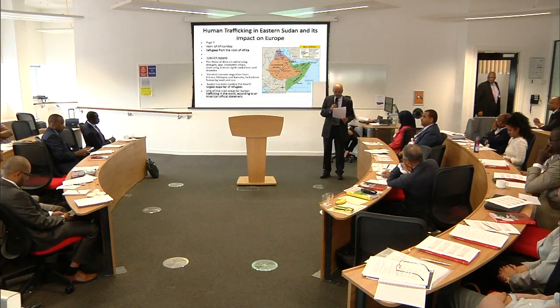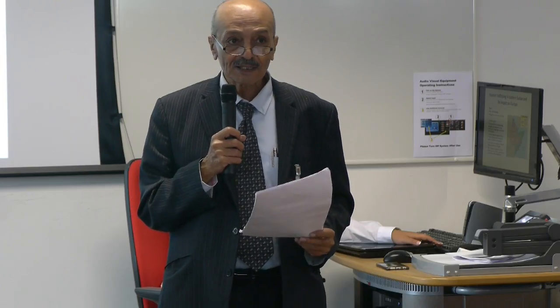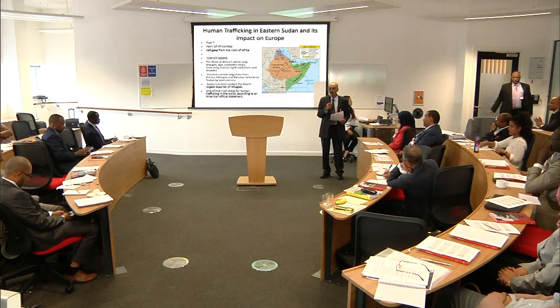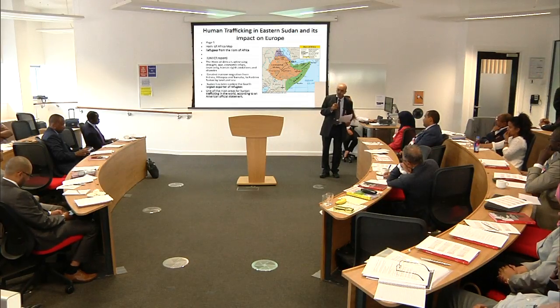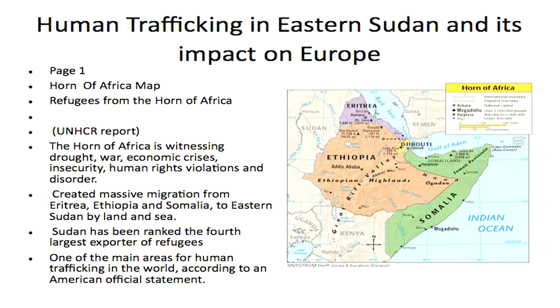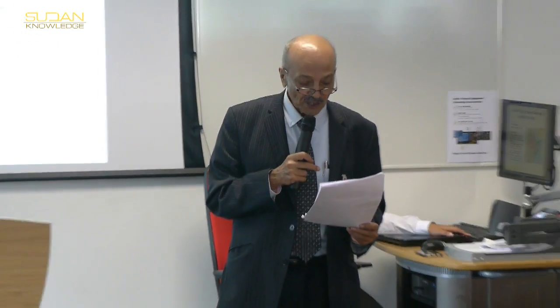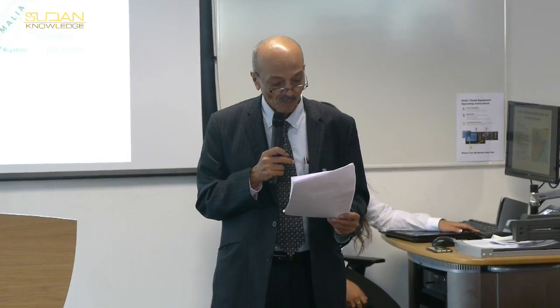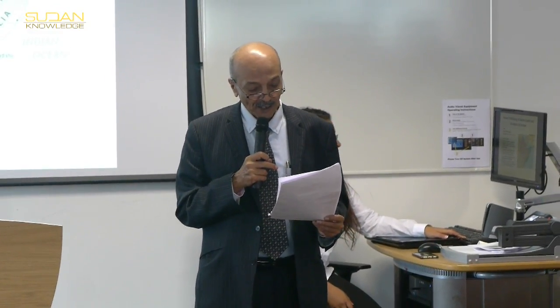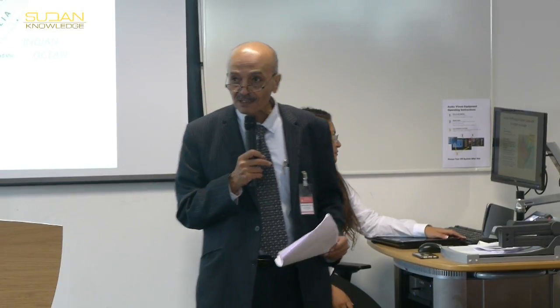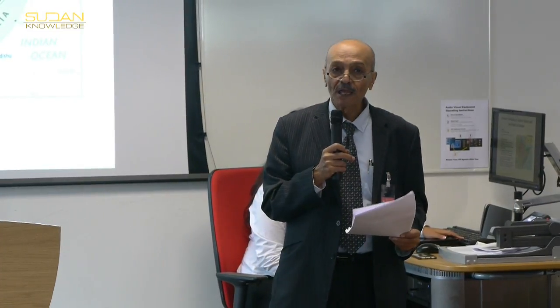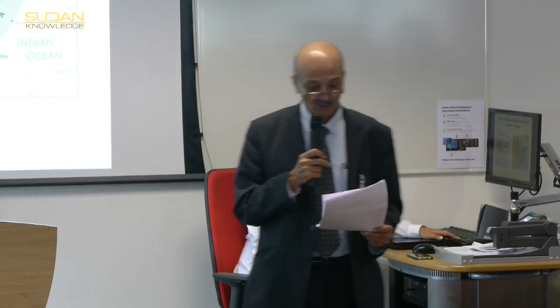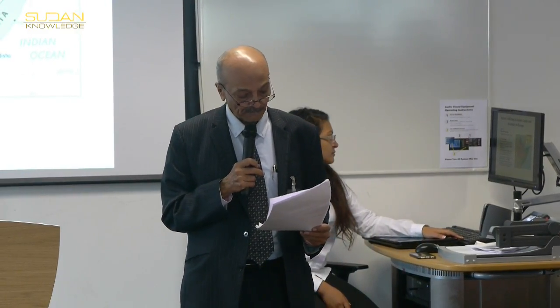Sudan was ranked as the fourth largest exporter of refugees in the world. But if you look at it, the second and the third are Somalia and Afghanistan, and we cannot call them countries because there are no governments there. And Sudan was also pointed out by an American official as one of the main countries which are working in human trafficking. Slide 2, please.